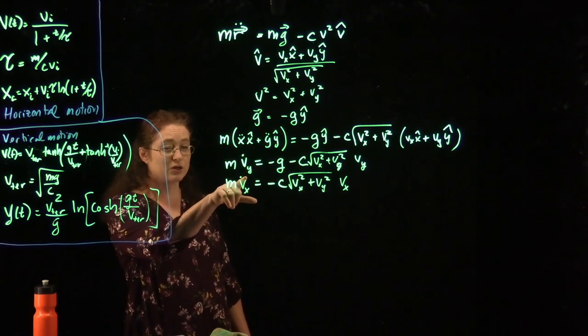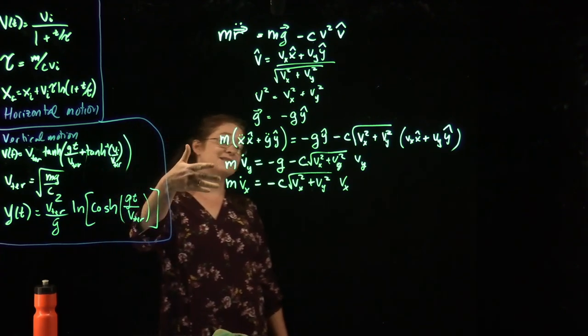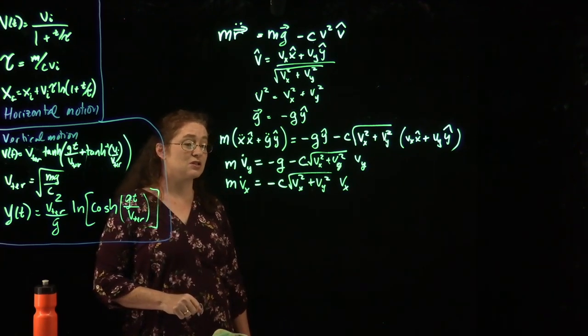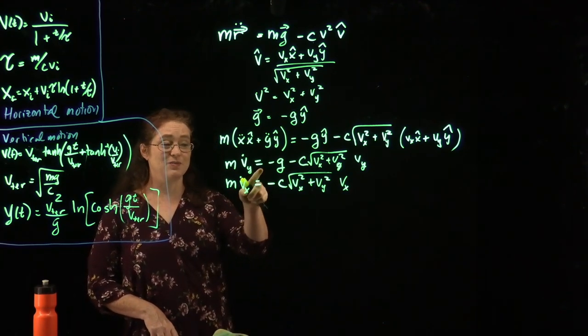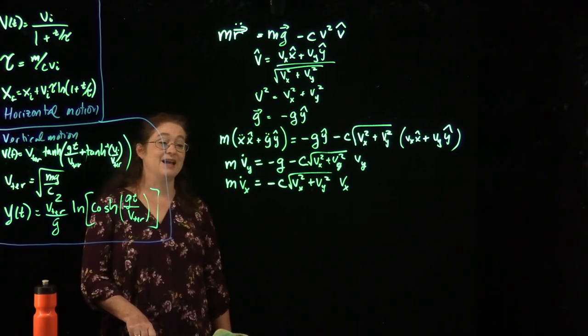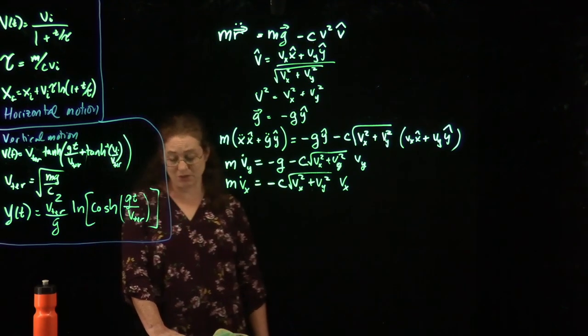It is second order in x, it is first order in vx and vy. It is actually a set of coupled equations, so this equation depends on that equation and vice versa. And that makes it particularly hairy and ugly. The only way that you can do this is to solve it numerically.